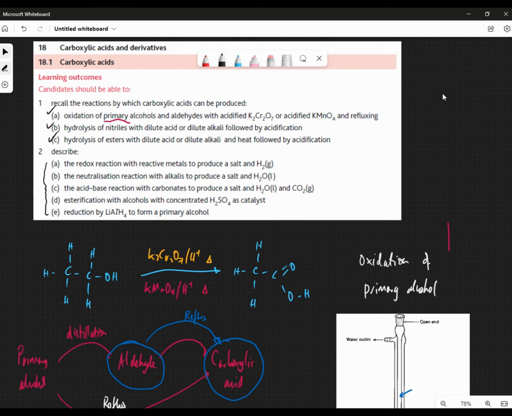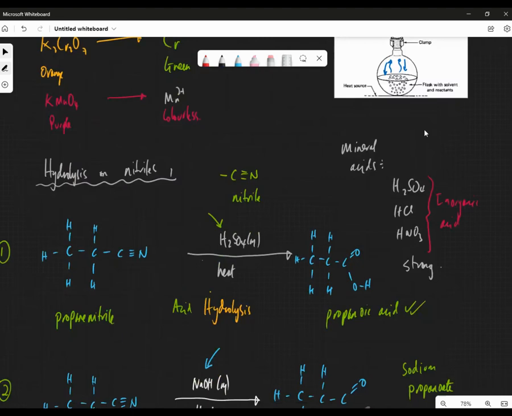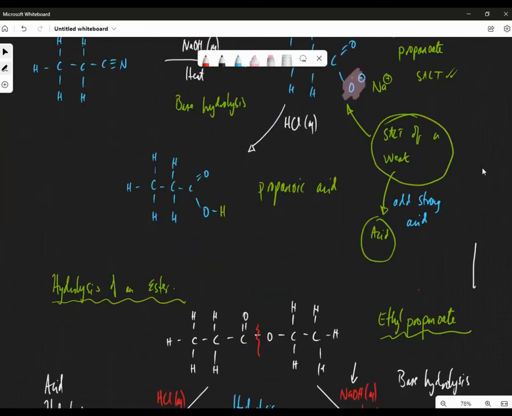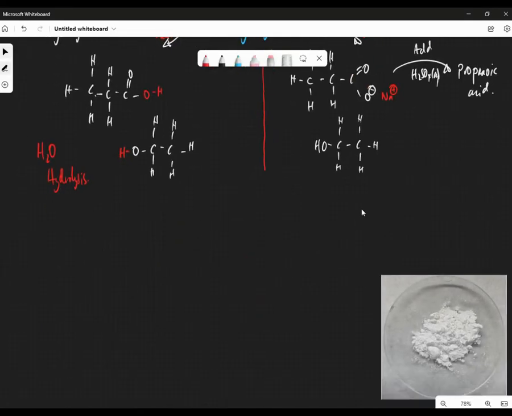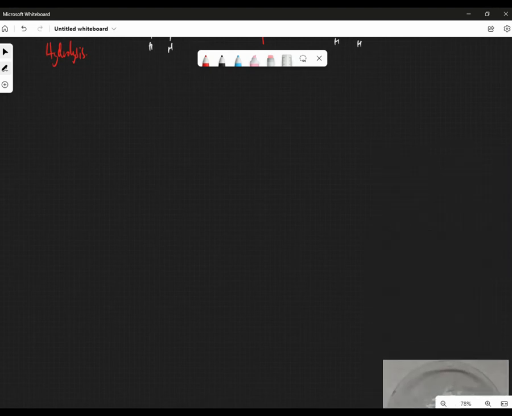So the first one we'll have a look at is the redox reaction with the reactive metals to produce a salt and hydrogen. This is not hard at all. It's just the acids acting like acids. This is just Form 5 stuff even. So we're going to have a carboxylic acid, and if I react it with a reactive metal, and that means anything above hydrogen in the reactivity series, I'm going to get the salt and hydrogen.